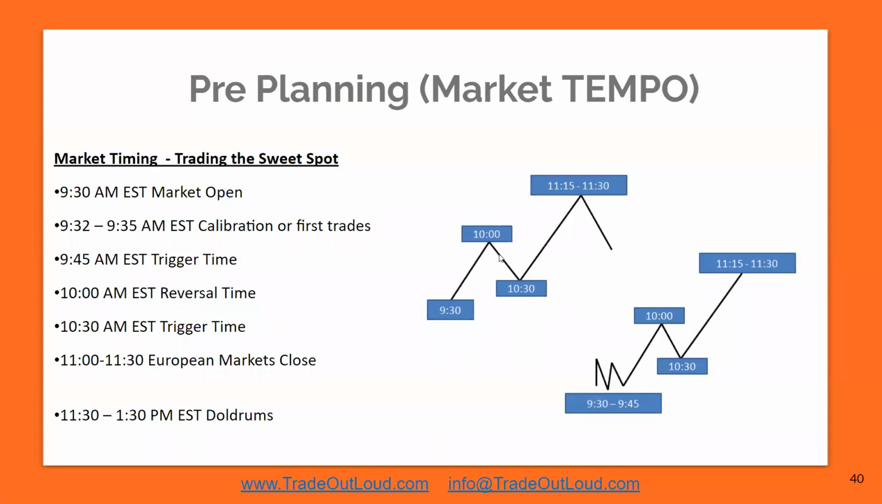And then I look for a pullback because 10 o'clock is major reversal time. So I look for a pullback into 10:30. 10:30, like I said, is a minor reversal time, and it's also the prime time trigger time in the market. What that means is that if the pullback is shallow, on the next reversal, you could start looking at a buy parameter and initiate the trade.